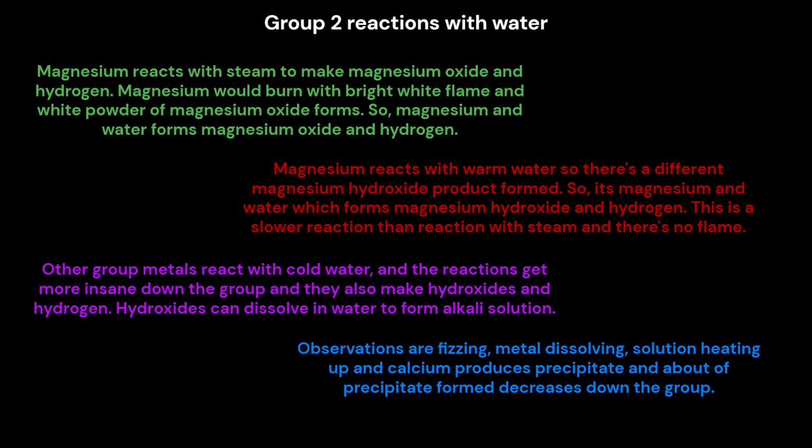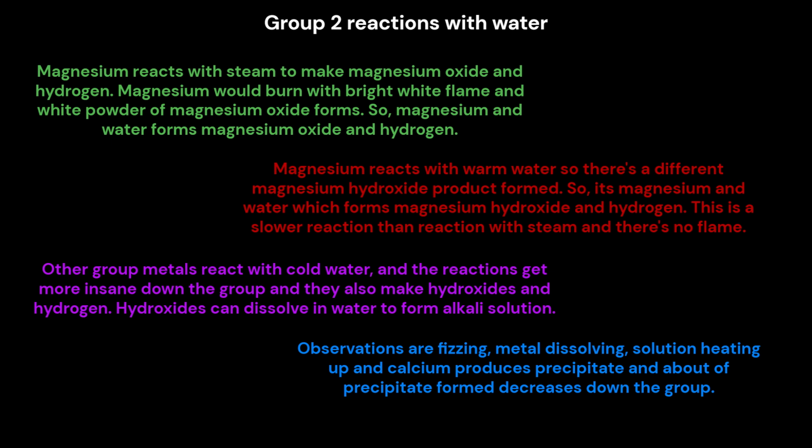Group 2 reactions with water. Magnesium reacts with steam to make magnesium oxide and hydrogen. Magnesium would burn with a bright white flame and a white powder of magnesium oxide forms. So, magnesium and water forms magnesium oxide and hydrogen.